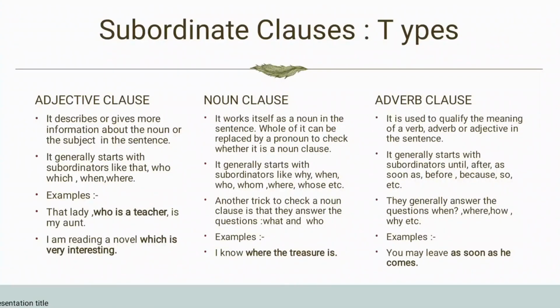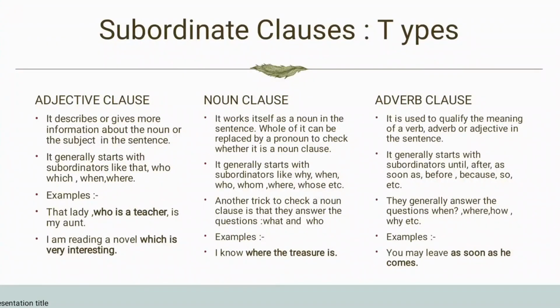It generally starts with small words called subordinators. Which ones? Like that, who, which, when, where. I know the place where he was murdered. So these are different subordinators. We will see different examples so that we can understand what adjective clauses are.